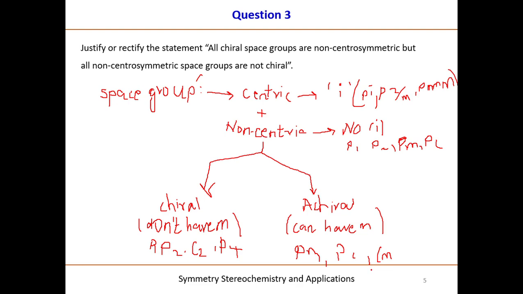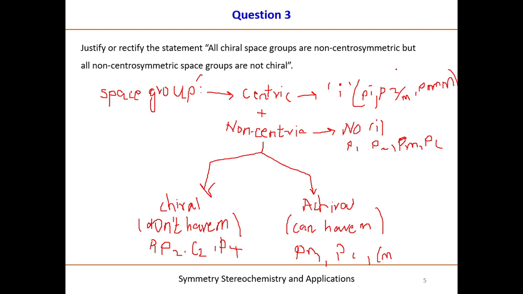So the question was that all chiral space groups are non-centrosymmetric, but all non-centrosymmetric space groups are not chiral. So the first sentence: all chiral space groups are non-centrosymmetric. You can see the chiral point groups come under the subgroup of non-centrosymmetric molecules, because a chiral molecule doesn't have a center of inversion, that's why it comes under non-centrosymmetric molecules.